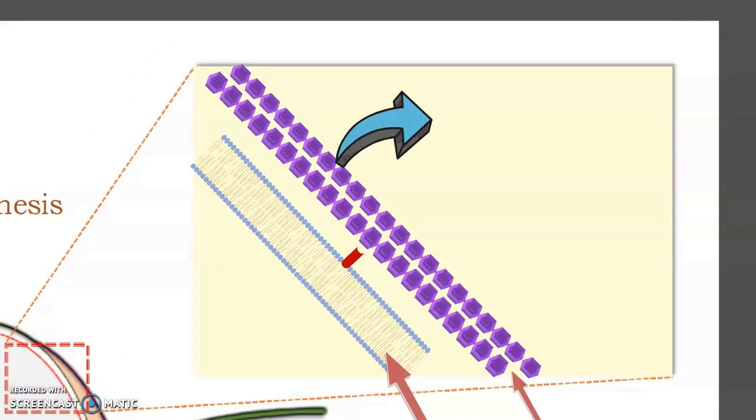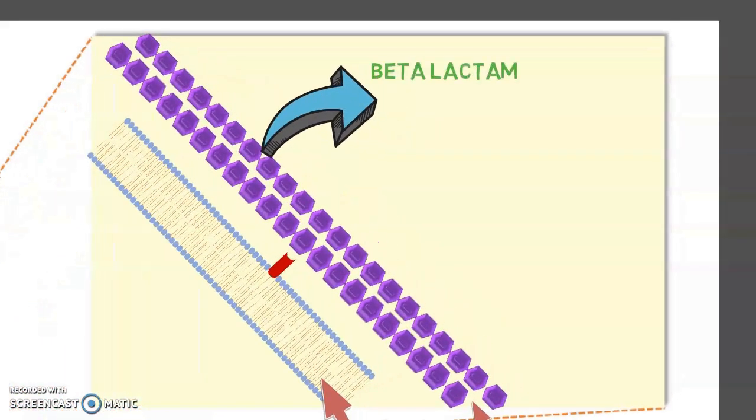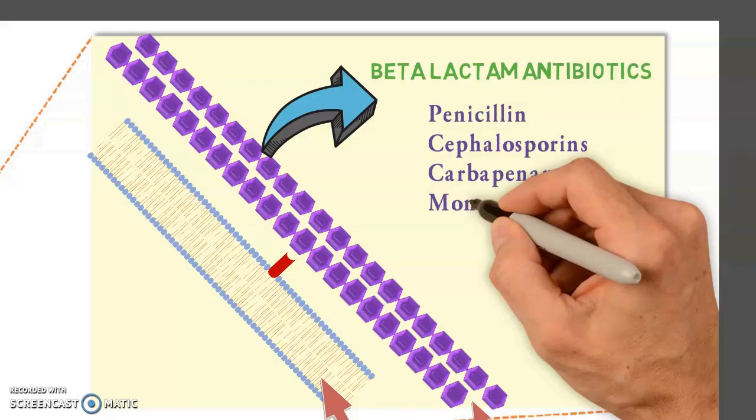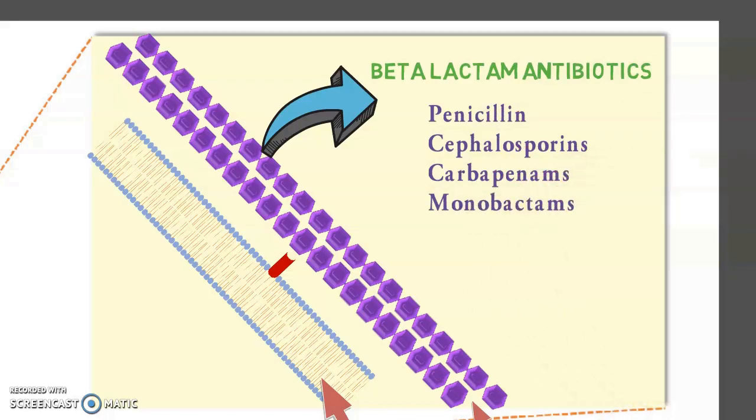The drugs which act on the cell wall and will not allow the synthesis of the cell wall include beta-lactam antibiotics, which include penicillin, cephalosporins, carbapenems, and monobactams. Apart from beta-lactam antibiotics, there is one more drug, that is vancomycin.